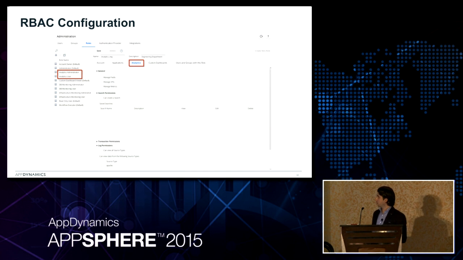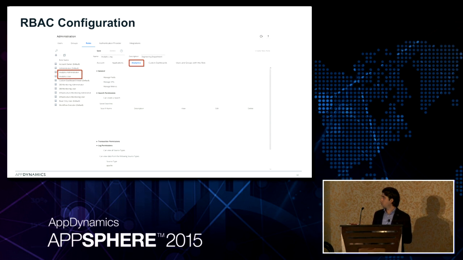If you notice, there is an analytics tab as well. In here, the general part covers the features I mentioned. For example, the first one is manage fields. If that role has that permission, all the users under that role can hide fields on the UI. This is another feature we are adding in 4.2.